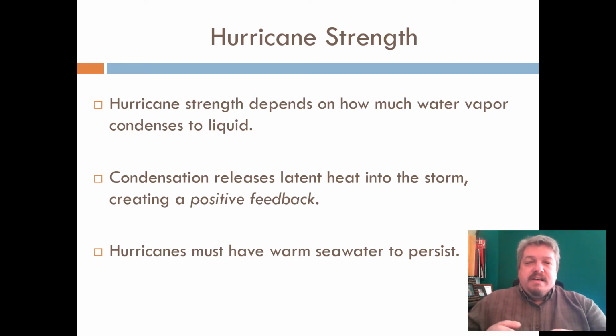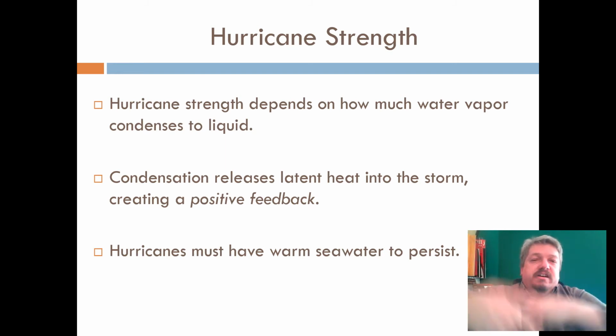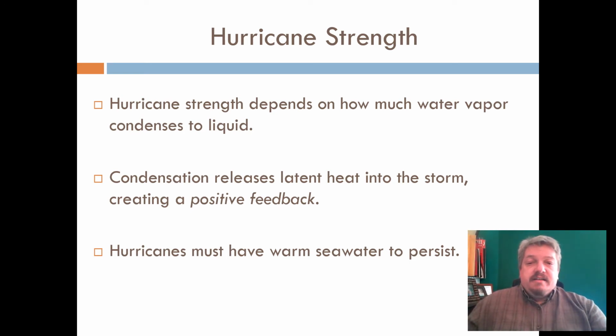And what happens is that condensation releases heat into the surrounding air, which evaporates more water, which turns back into rain, which releases more heat. And this is feedback. They feed each other. It's almost like rolling downhill. And the faster it goes, the stronger the hurricane gets. So in other words, how much water vapor condenses to liquid?